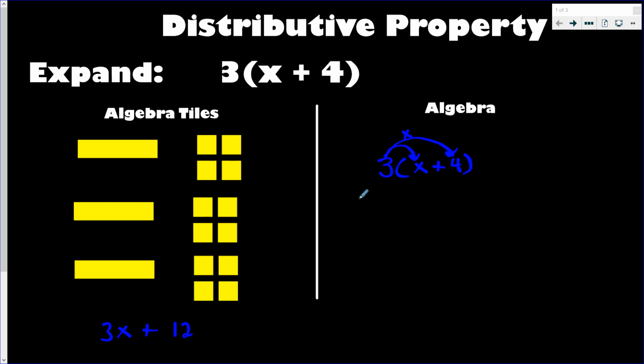So it's 3 times x. And sometimes, actually, you know what? I'm going to take that a step further, and I'm going to write that in brackets. So 3 times x plus 3 times 4. All right, so those two get multiplied together. And then, well, 3 times x is just 3x.